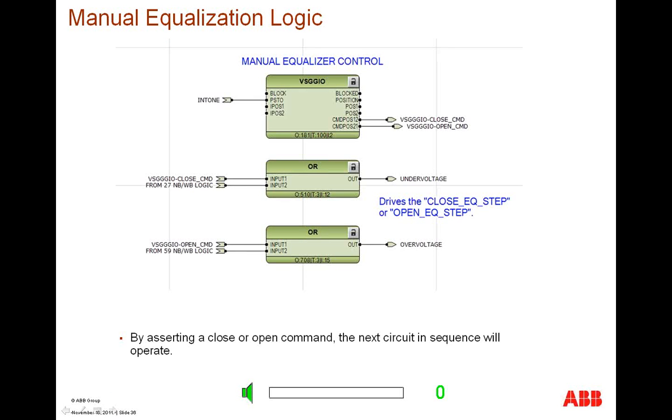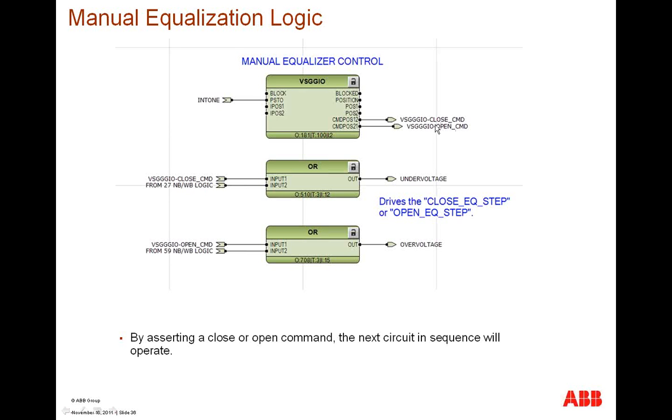So let's look at the manual switch equalizing control circuit and the logic that you'll need for that. To associate that manual equalizing control switch, we would have to add the additional logic of a VSG-GIO. We would tie this switch similarly as we showed tying it to the HMI screen. Activation of this switch, you can either close or open a circuit switcher.